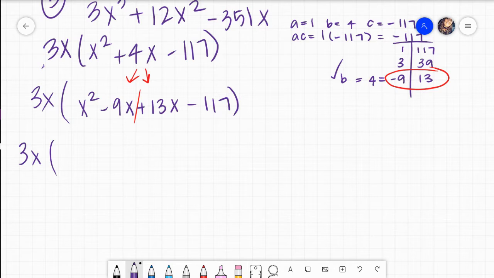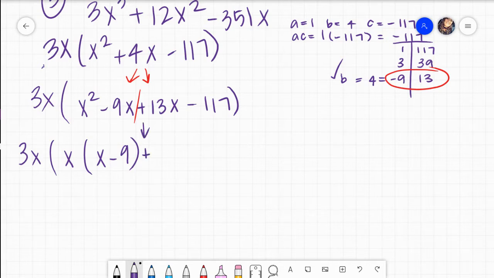Looking at x squared and negative 9x. Coefficients, GCF is just a 1. For variables, GCF is an x. Open. X squared divided by x is x, keep and subtract. 9 divided by 1 is 9. Signs are different, so it's negative. X divided by x goes to 1.